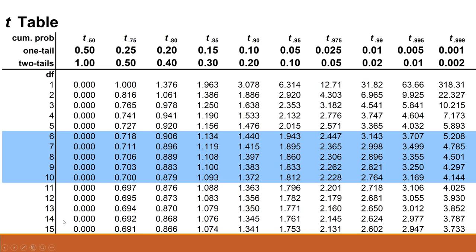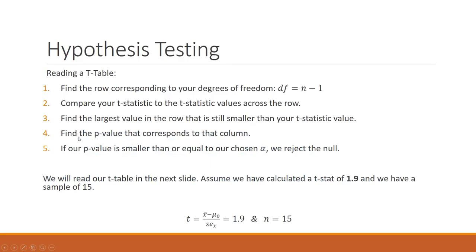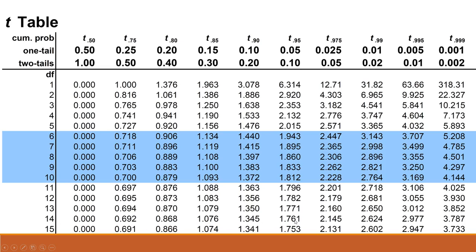So let's go across the row. Smaller, smaller, smaller, smaller, smaller, smaller, bigger. Then here we go. We find the value that is still smaller than ours, the largest value that's still smaller. Then what's the next step? Find the p-value that corresponds to that column. So we come across here. Here's our value. What we do is we take this up to the top, and these are our p-values.